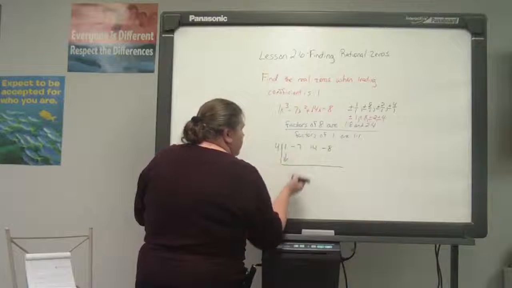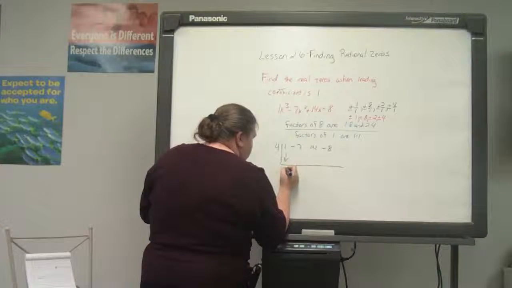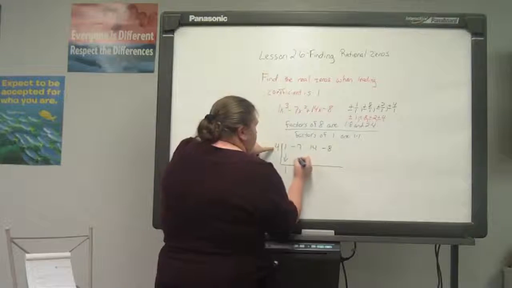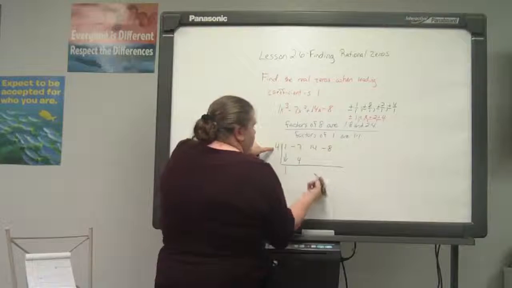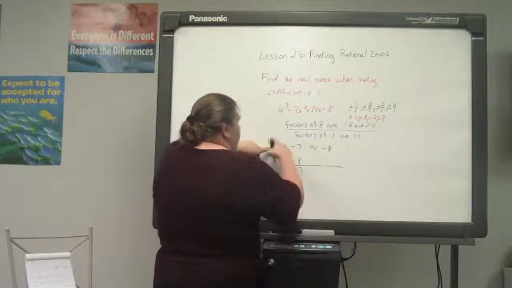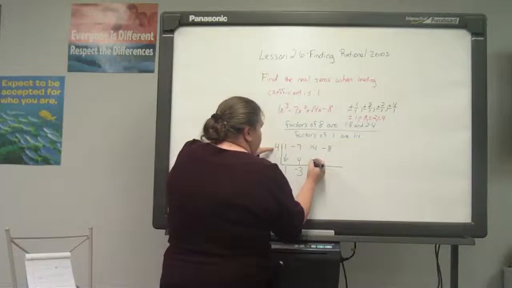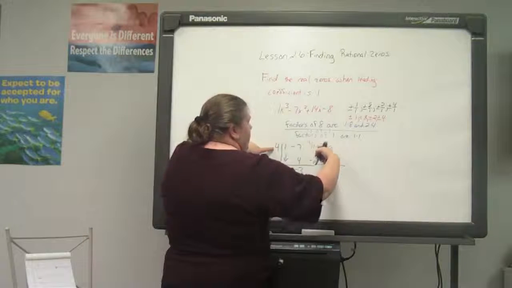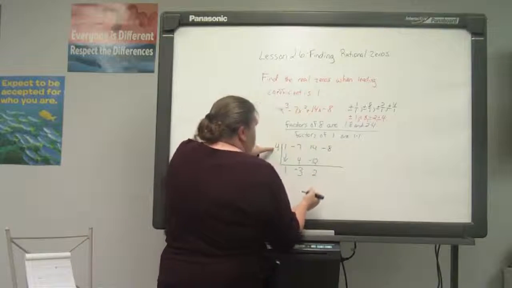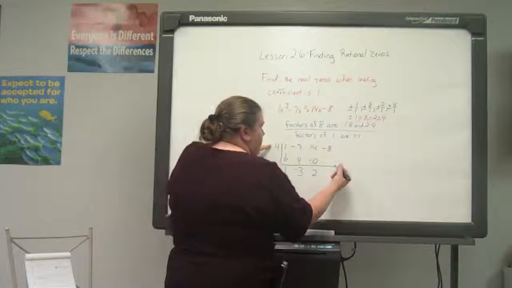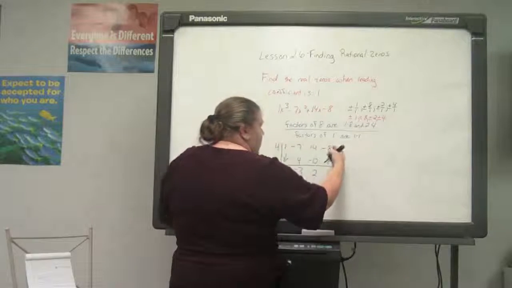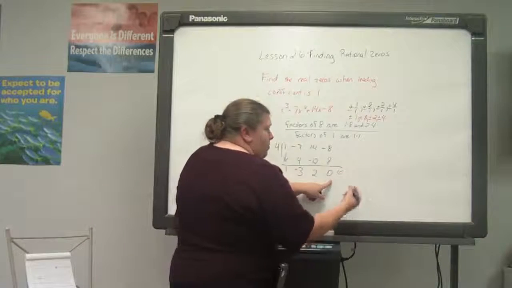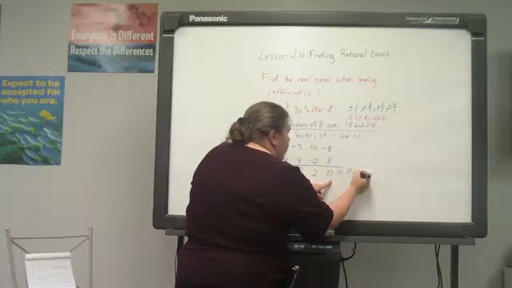The first thing with synthetic, we bring down our first term, the first coefficient. We multiply outside. 4 times 1 is 4. We add inside. A -7 plus 4 is a -3. We multiply outside. 4 times a -3 gives us a -12. We add inside. Positive 14 minus 12 is 2. And then 4 times 2, adding outside, is 8. And so a -8 plus 8 is 0. So because this is 0, then 4 is a zero.